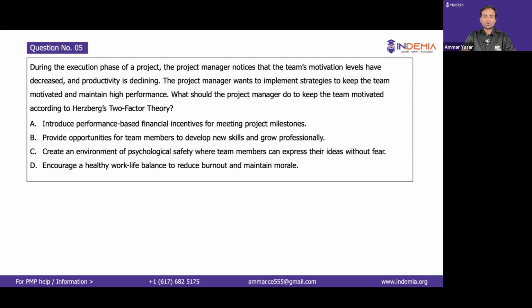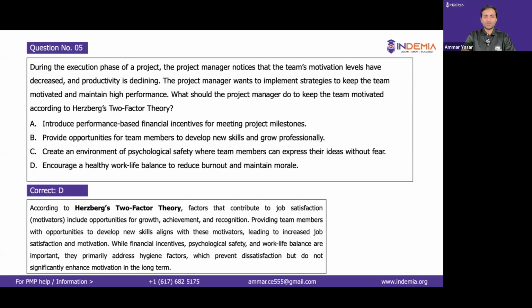D, encourage a healthy work-life balance. Again, it's a hygiene factor. B is the correct choice: provide opportunity for team members to develop new skills and grow professionally. So A, C, and D are hygiene factors. B is the motivator. So the correct answer is option B. According to this theory, factors that contribute to job satisfaction include opportunities for growth, achievement, and recognition.